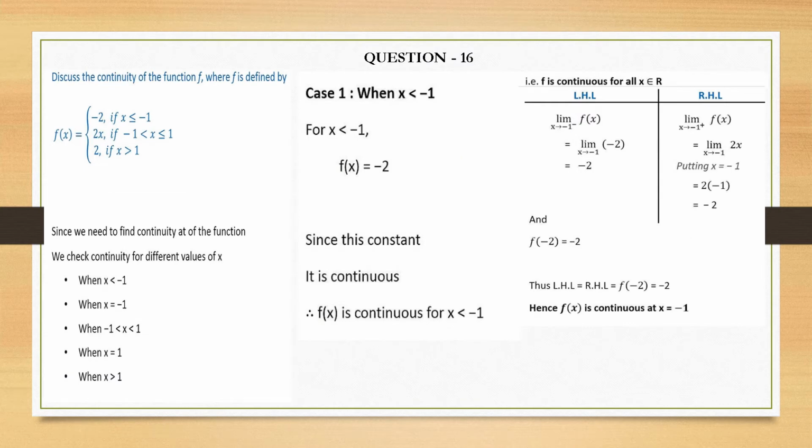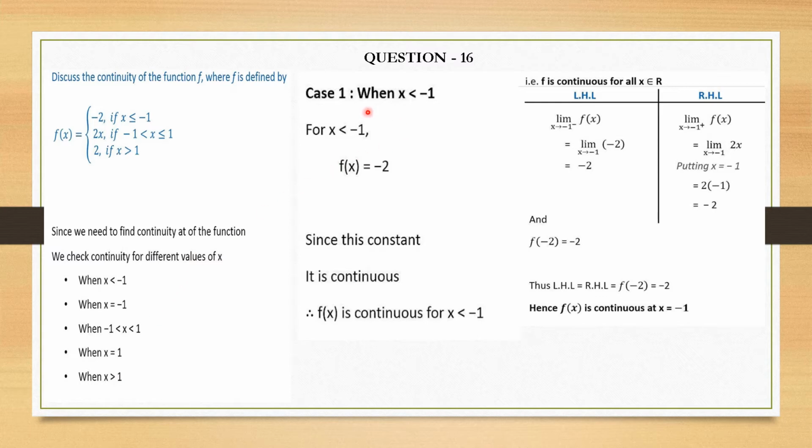Question number 16 of your NCERT says, f(x) is minus 2 for x less than or equal to minus 1, 2x for x between minus 1 and 1, and 2 for x greater than 1. Between minus 1 and 1 it is 2x. So where should we check the continuity? For x less than minus 1, at x equal to minus 1 as both definitions are there, between minus 1 and 1, for x equal to 1 and x greater than 1.